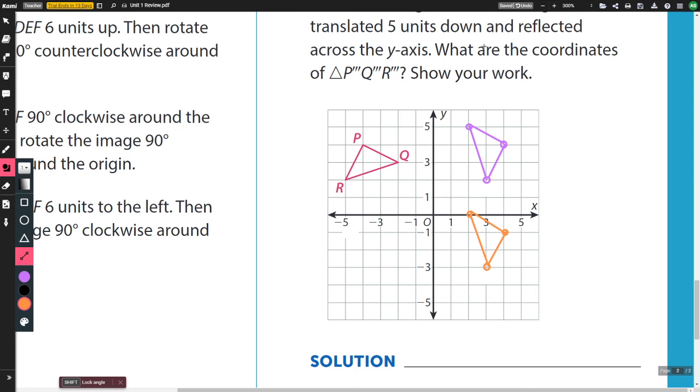My last one says reflect over the y-axis. Reflecting over the y-axis means all the points are going to be the same distance from the y-axis and in the same area. So I'm not going to move this up or down, it's just going to be moved to the left or right. In this case, it's moved to the left. So 1, 2 away from the y. 1, 2, 3, 4. 1, 2, 3.